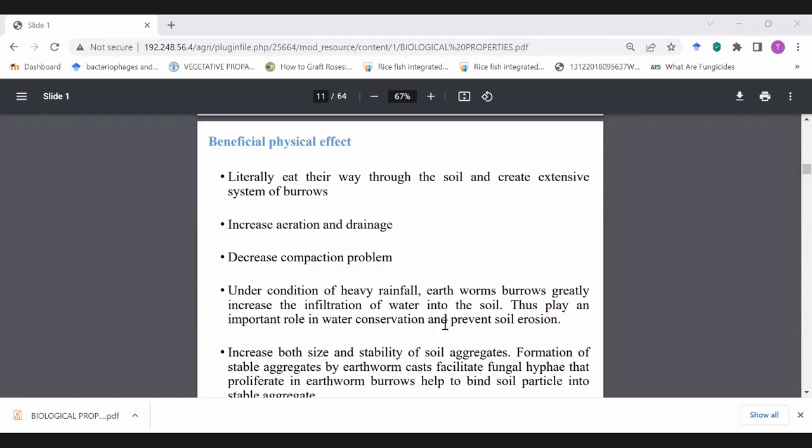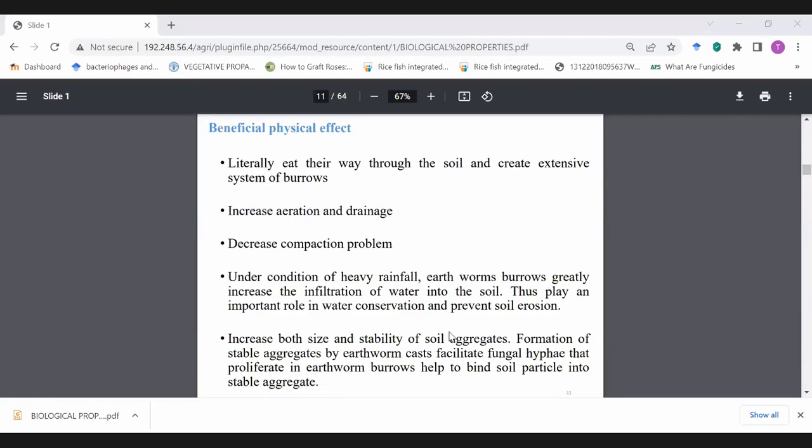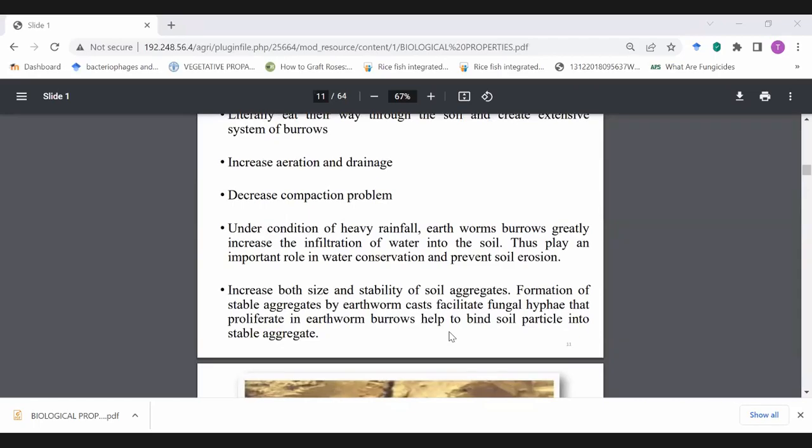During heavy rain seasons, earthworms start to burrow more. As a result, the porosity increases, which causes more infiltration of water. More water infiltration is important, as it leads to water conservation, and it also prevents soil erosion. Earthworms increase both the size and the stability of the soil aggregates, which facilitates fungal hyphae. And as the fungal hyphae improve, they help to bind the soil particles into stable aggregates.